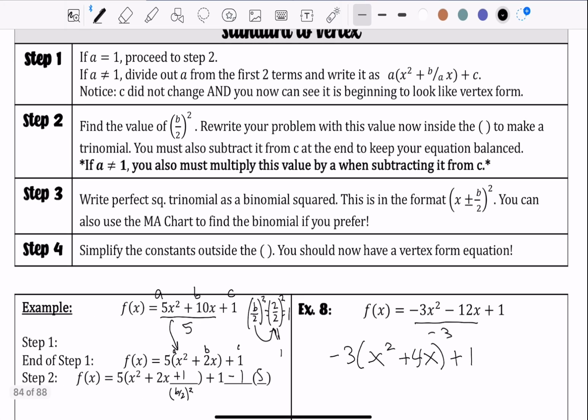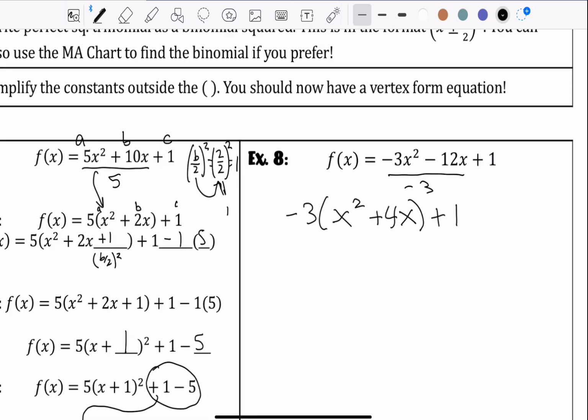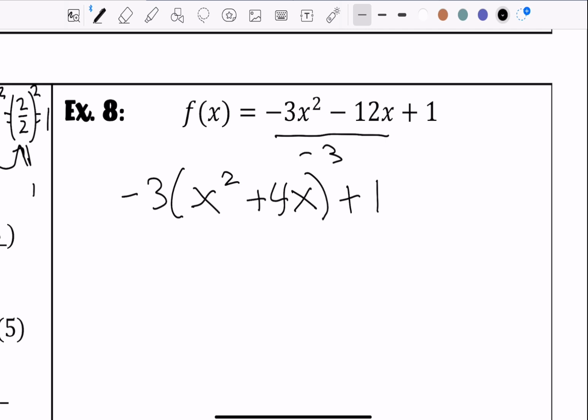Okay, step 2. Find the value of b over 2 squared. Okay, we're going to go with our new b. Our new b is 4. So b over 2 squared is 4 over 2 squared. 4 divided by 2 is 2. 2 squared is 4.